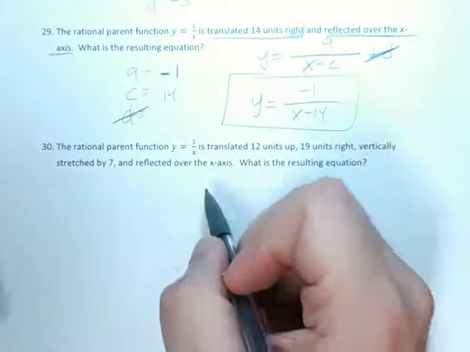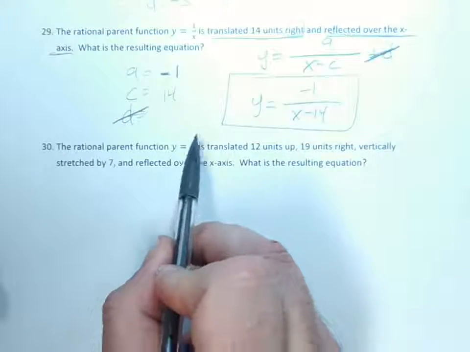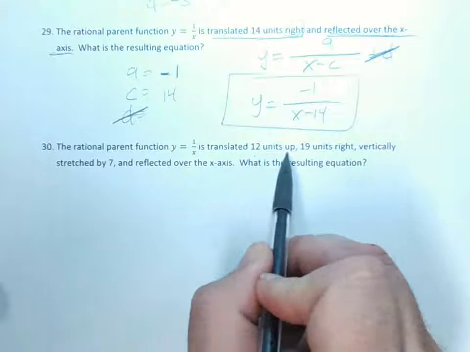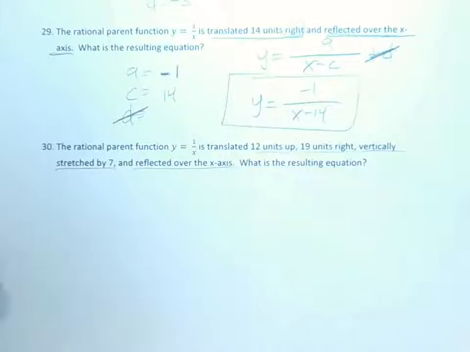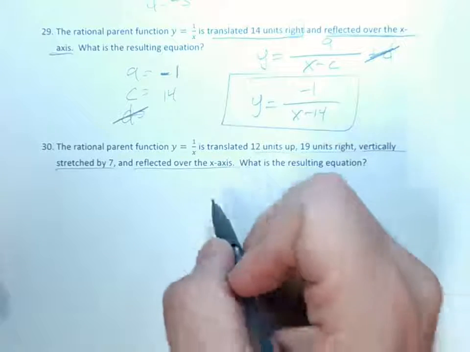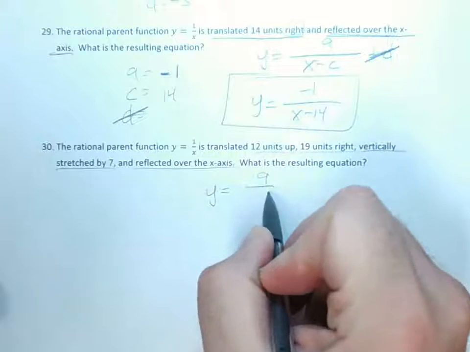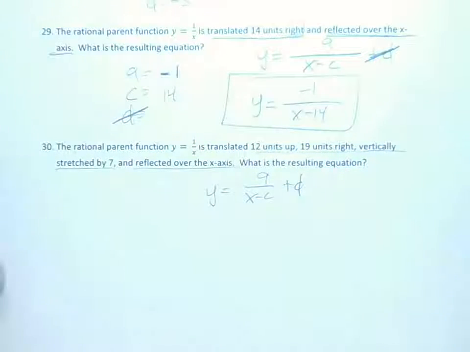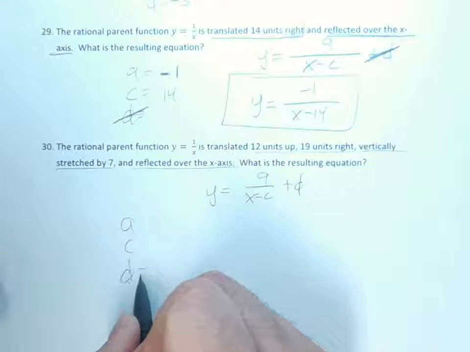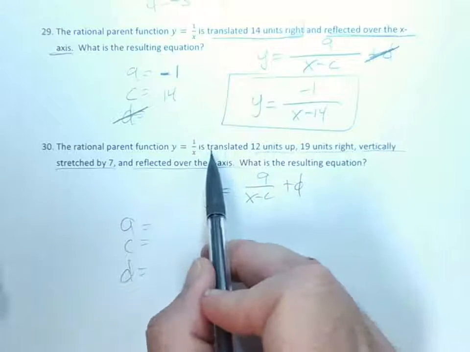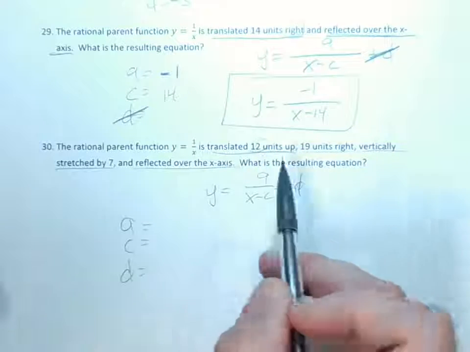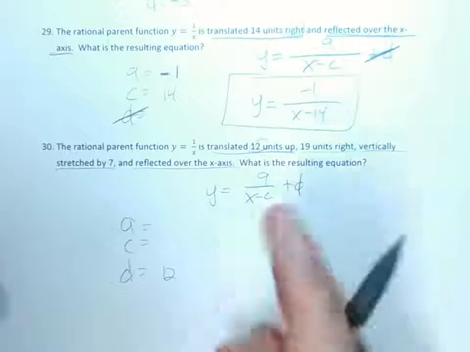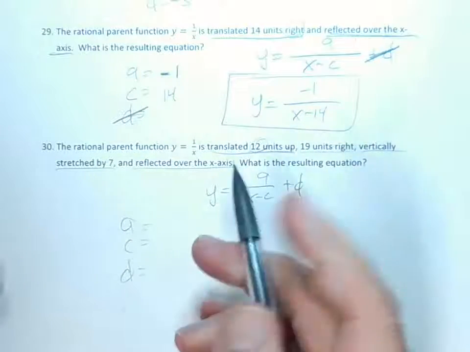All right, last one. The rational parent function, y equals 1 over x, is translated 12 units up, 19 units right, vertically stretched by 7, and reflected over the x-axis. That's a lot. So we will use y equals a over x minus c plus d, of course. And let's figure out what a, c, and d are. So let's see, translated 12 units up. Up is d, so my d value will be 12, and up means positive, so this will be a positive 12.